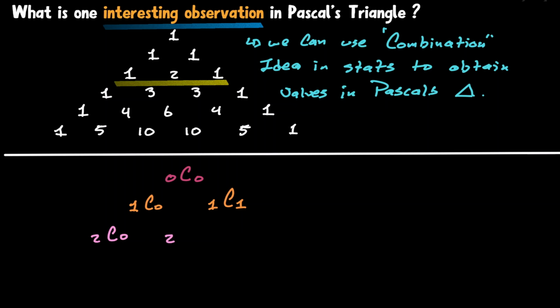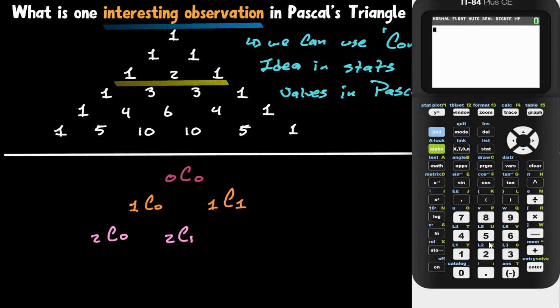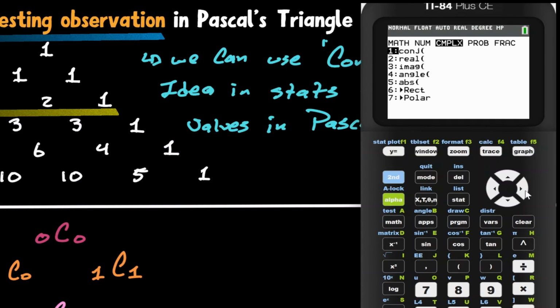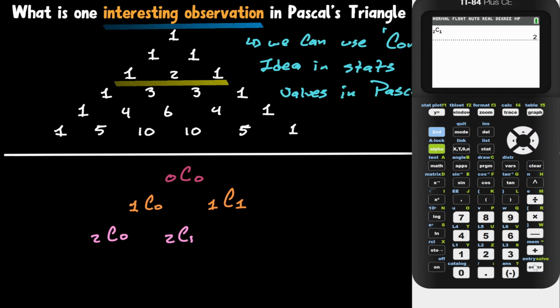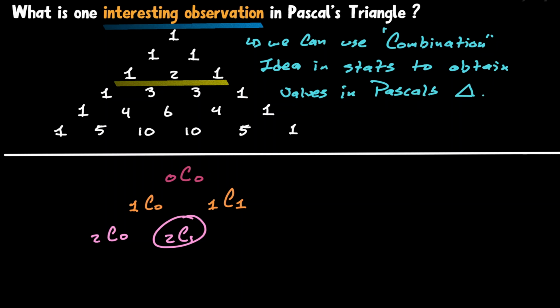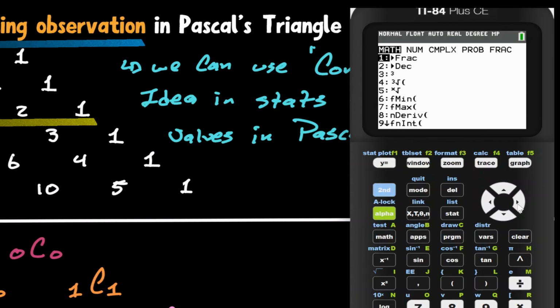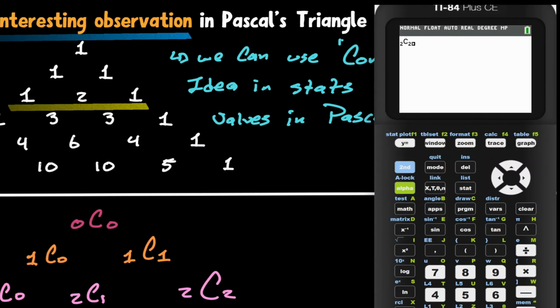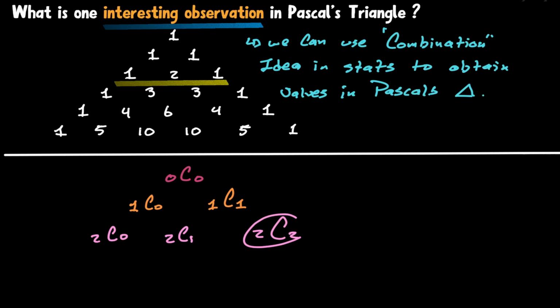Now let's go 2 combination 1. Which is equivalent to 2. And notice that 2 combination 1 gives us the next value in the second row. Now let's compute 2 combination 2. That is equal to 1. Notice that 2 combination 2 gives us this specific location in Pascal's triangle. And now let's go one level lower.